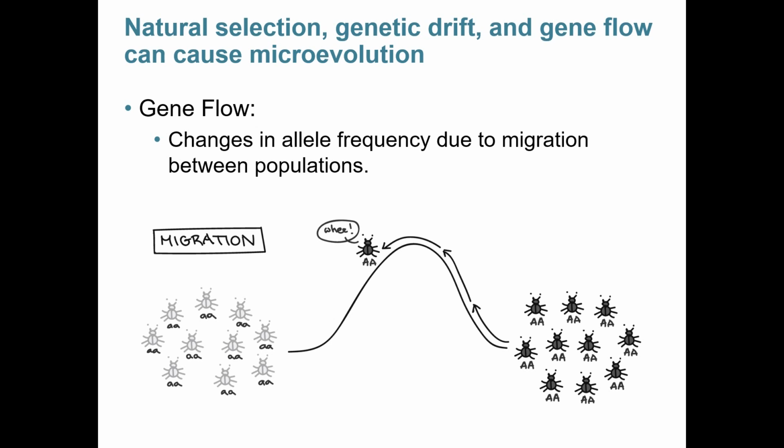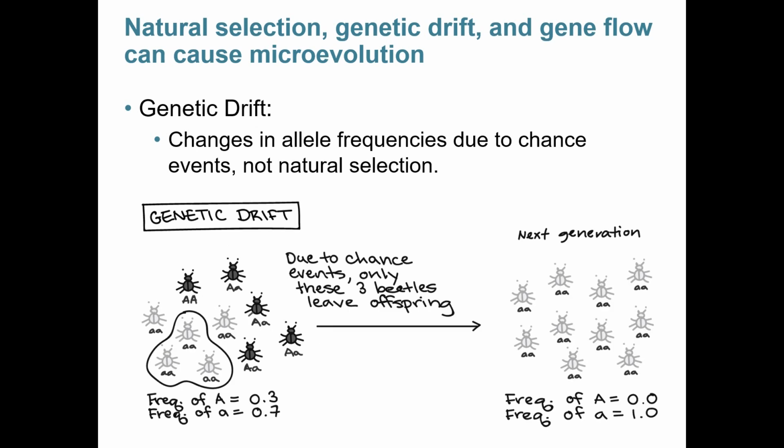So we can look at how many people move from one location to the next location and whether or not that has an impact on the alleles that are present in the gene pool. The other thing that we can consider is genetic drift. This is changes in allele frequency that are mostly due to chance. They're not due to natural selection.